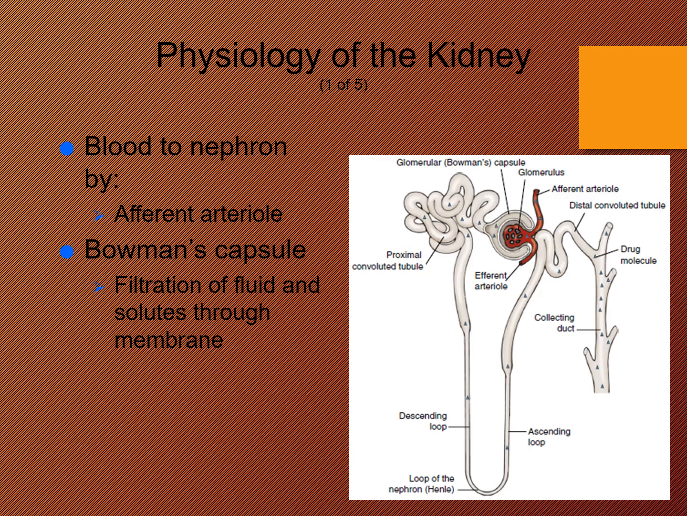So we're going to talk a little bit about the physiology of the kidney. On each of the next couple of slides, you can see the picture, and as I mention the structures, you can relate to where they are. This is a nephron. The blood is going to enter the nephron through the afferent arteriole and into something called Bowman's capsule. Bowman's capsule is where the filtration is going to occur, where those fluids and solutes are forced through a membrane.